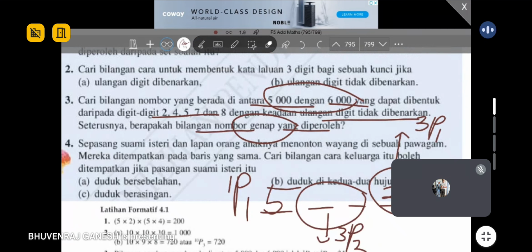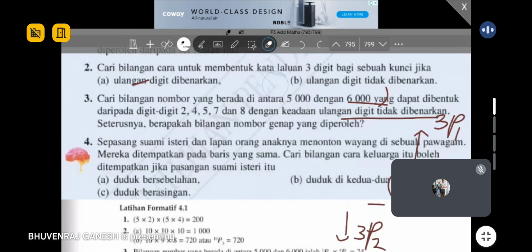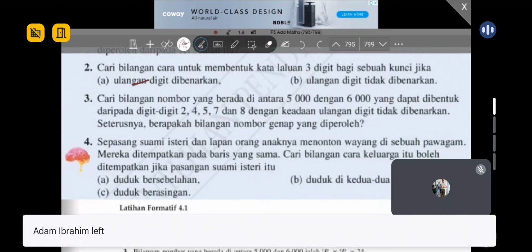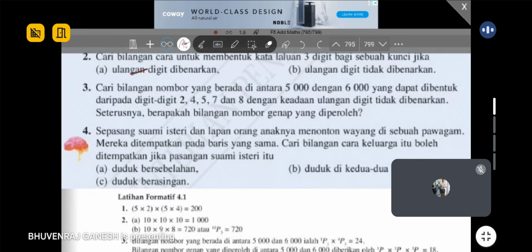Make sure when you consider the case, you need to include this syarat. It must be between 5,000 and 6,000. This is one more syarat plus even number, so you got two restrictions. Now soalan 4. We try question 4 as the last one. Then next week kita akan masuk gabungan tadi, then complete chapter 4. Gabungan sangat pendek, very short. Can finish faster than this one.